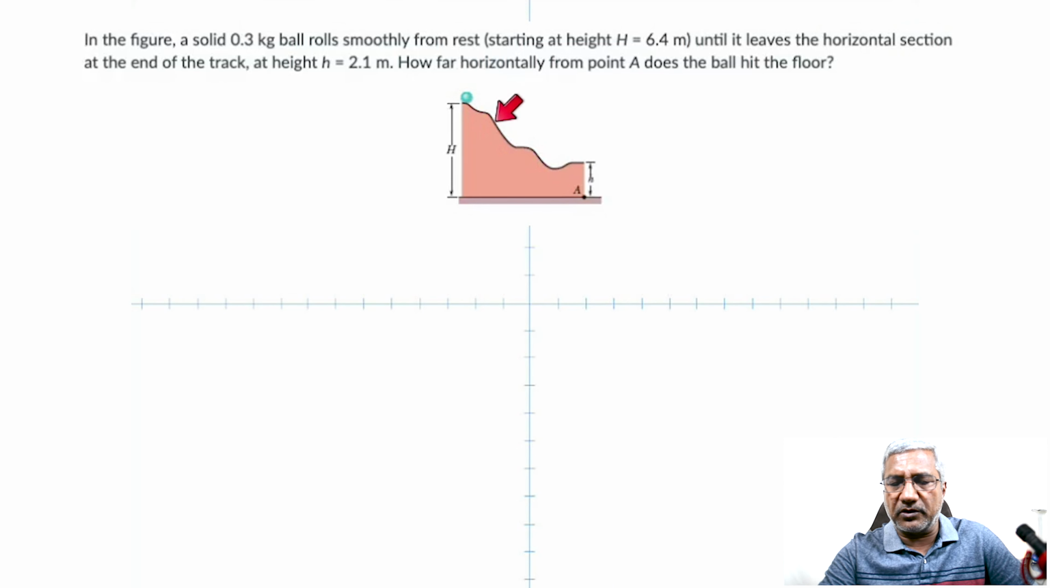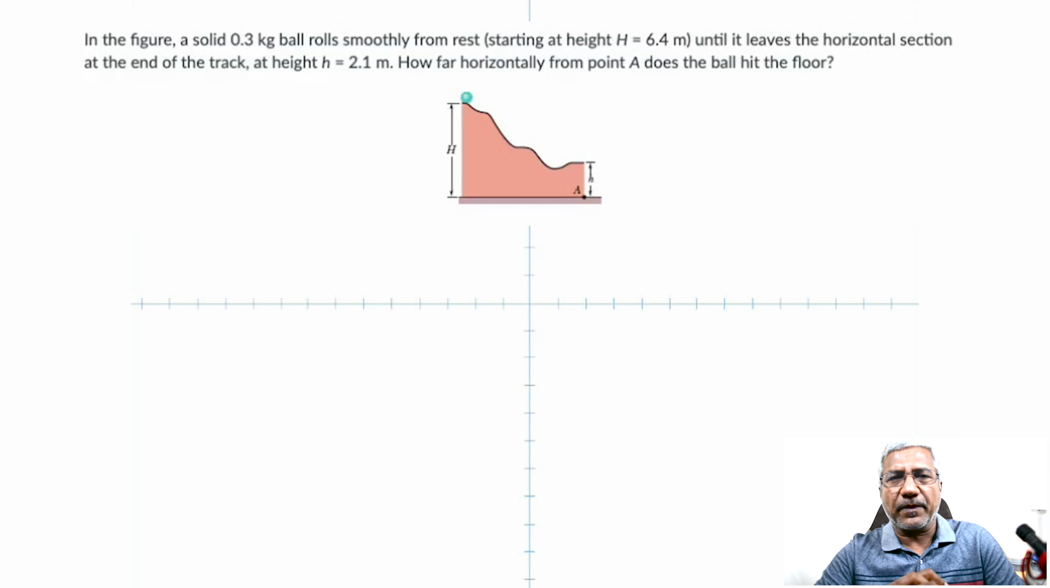So the ball is going to come rolling down, and then it's going to go off with a horizontal velocity because that part is horizontal, and it's going to fall somewhere here on the floor. So we are asked to find out that distance. Now, how do we do this? What's the plan? You're given the mass of the ball, you are given the two heights, that's all.